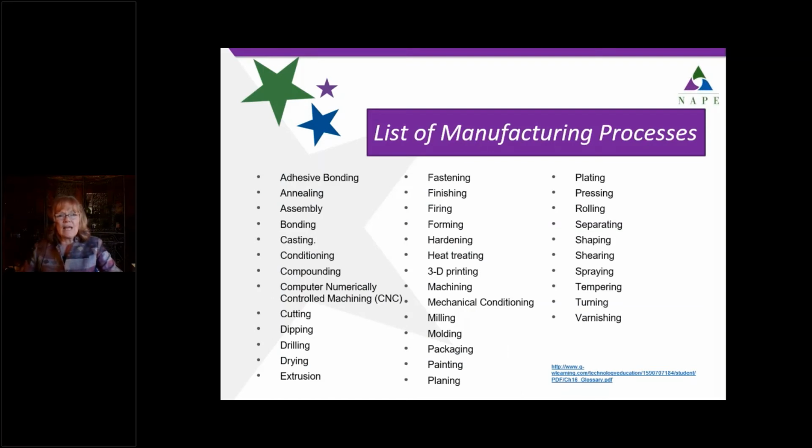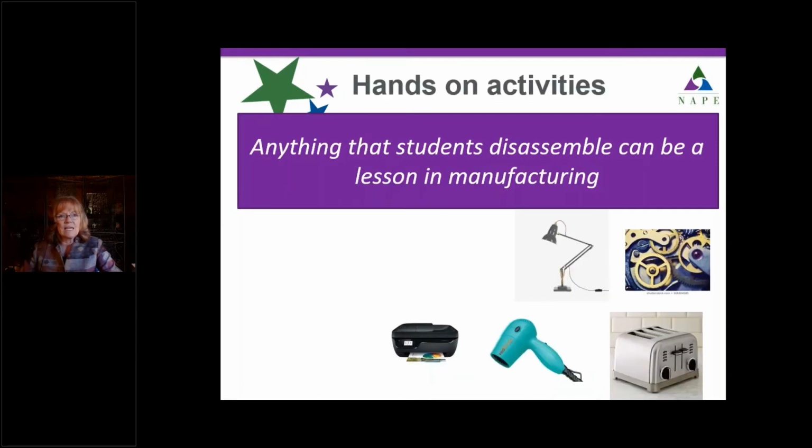So what other sort of hands-on activities can get students interested in manufacturing? Let's take items that we have around the house. Anything that students can disassemble can be a lesson in manufacturing, such as a hairdryer. How are the parts assembled? There's a Khan Academy video called What's Inside a Hairdryer that can be really helpful in prepping you to work with students on disassembling a hairdryer.